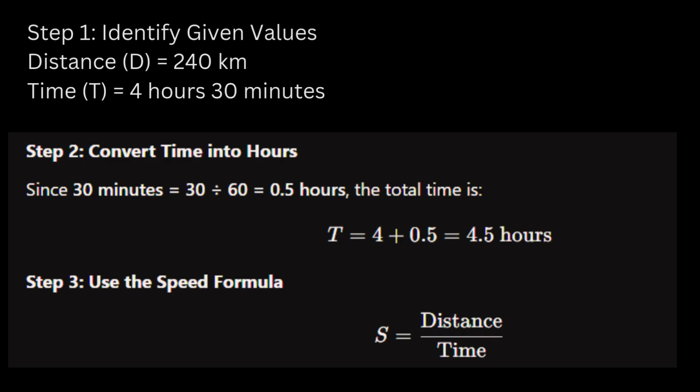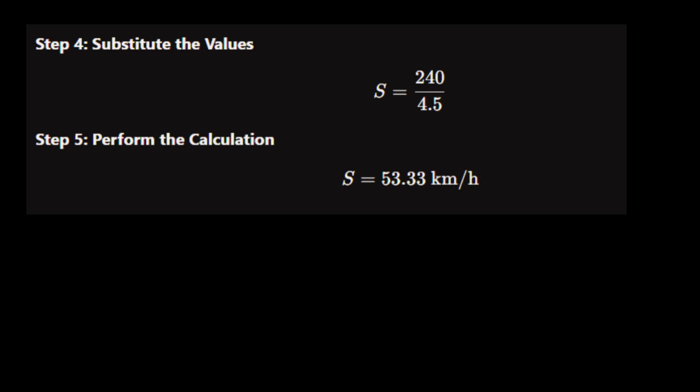Let's use the speed formula. Speed is equal to distance by time. Let's substitute. We got 240 by 4.5 is equal to 53.33 km per hour. Let's jump into another sum.